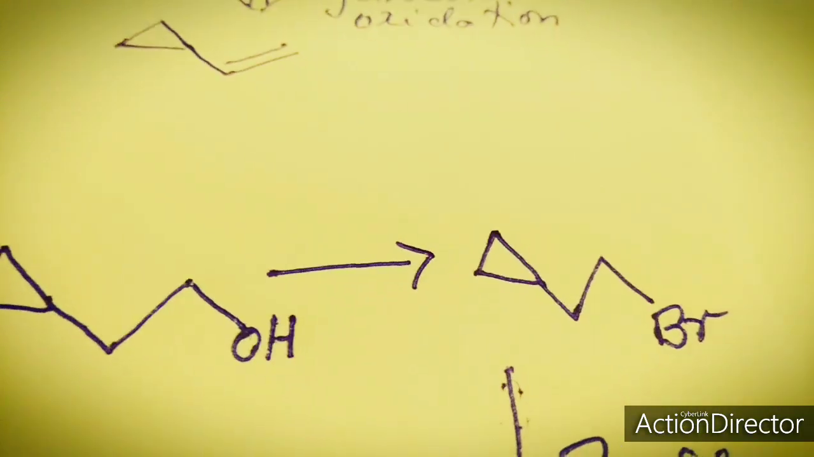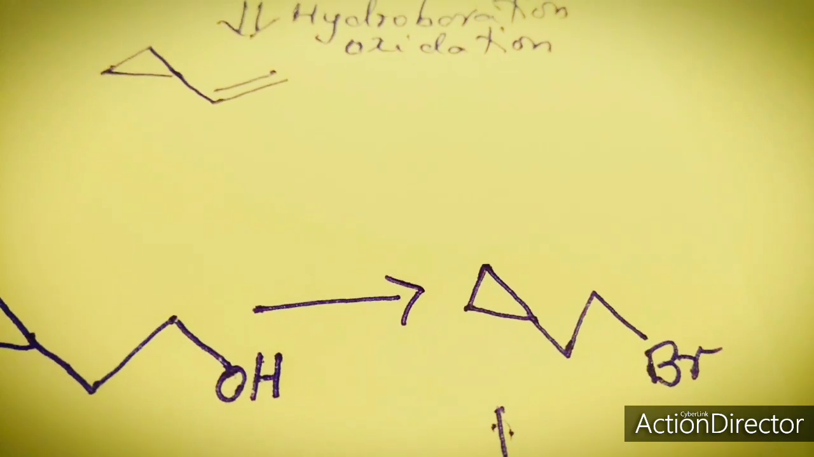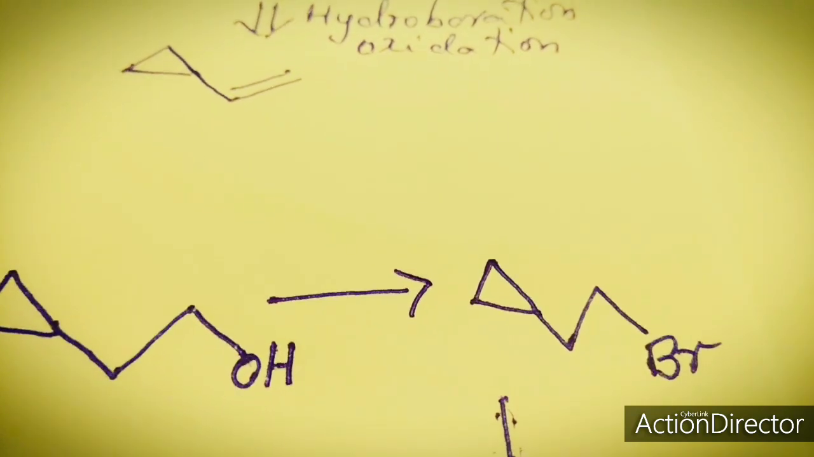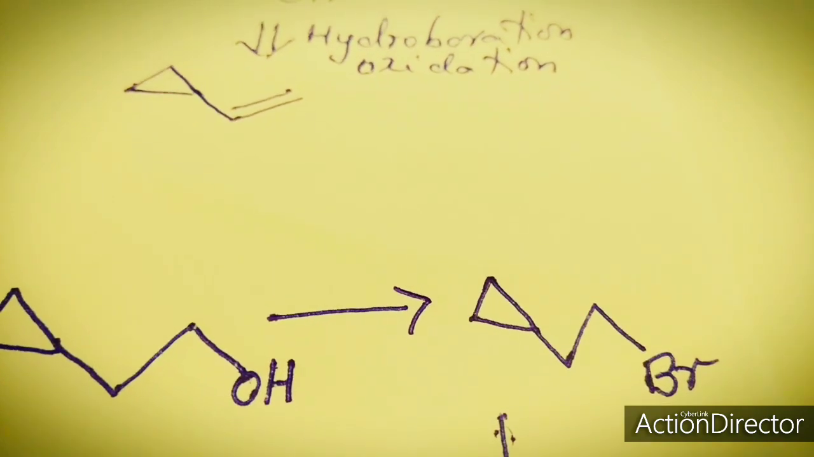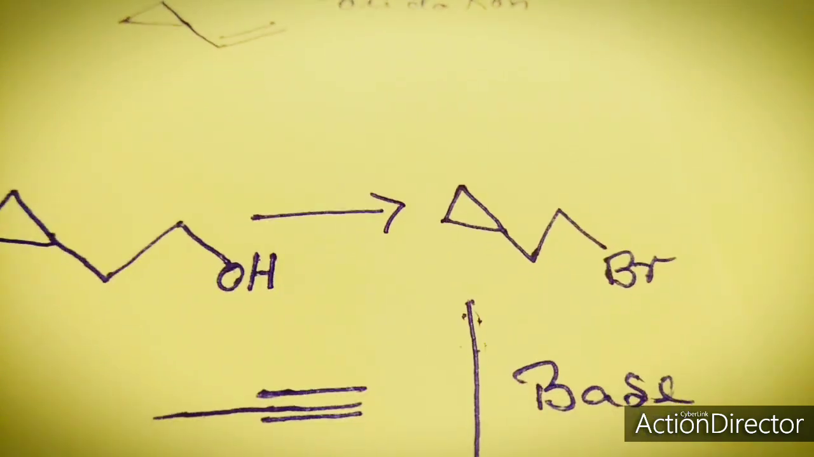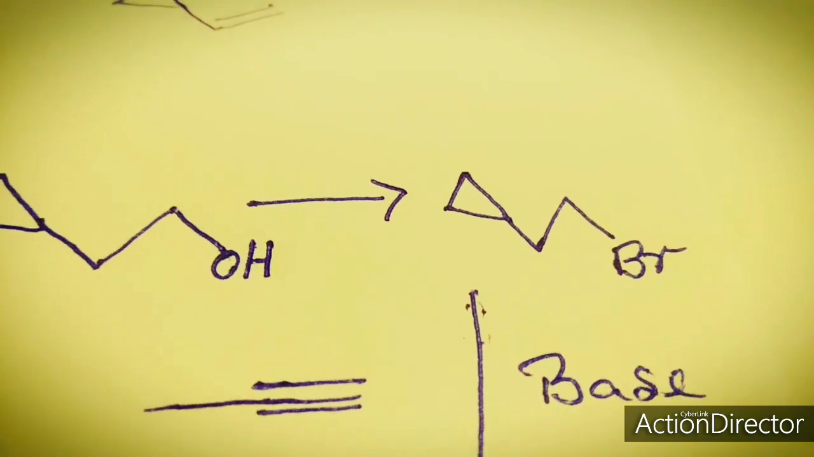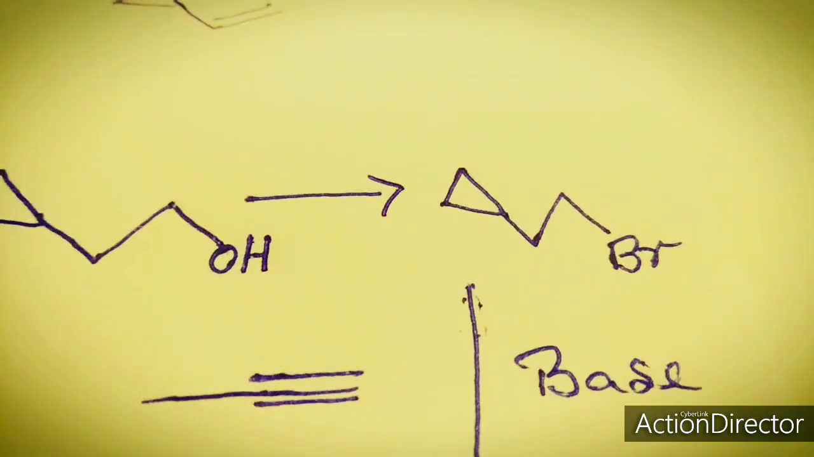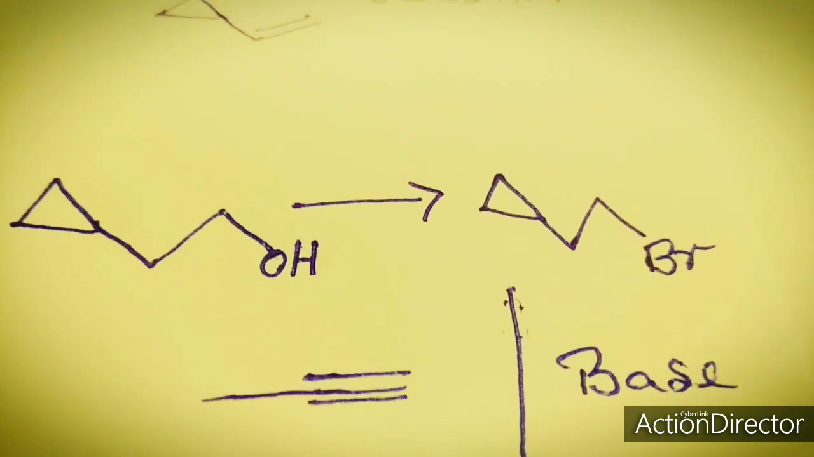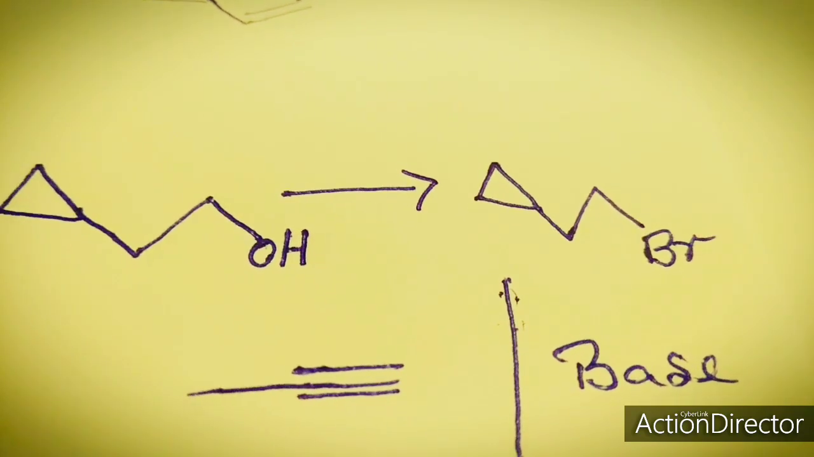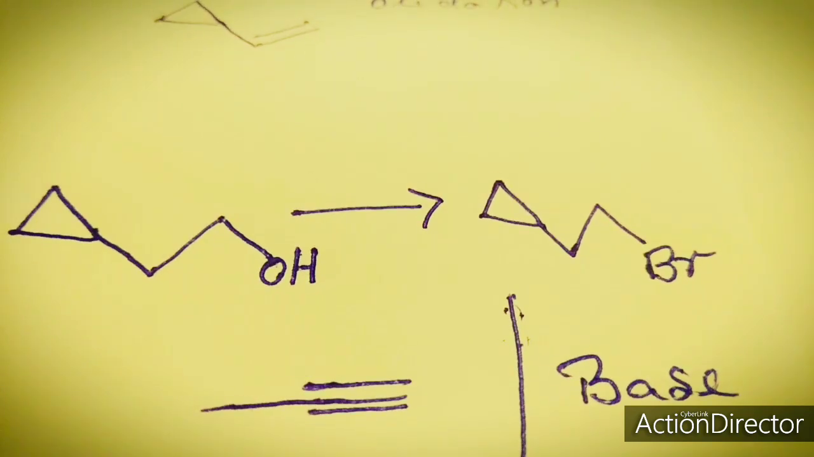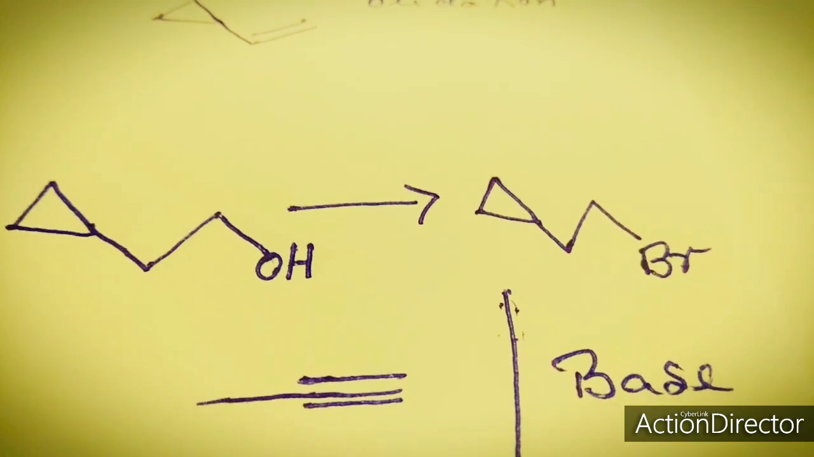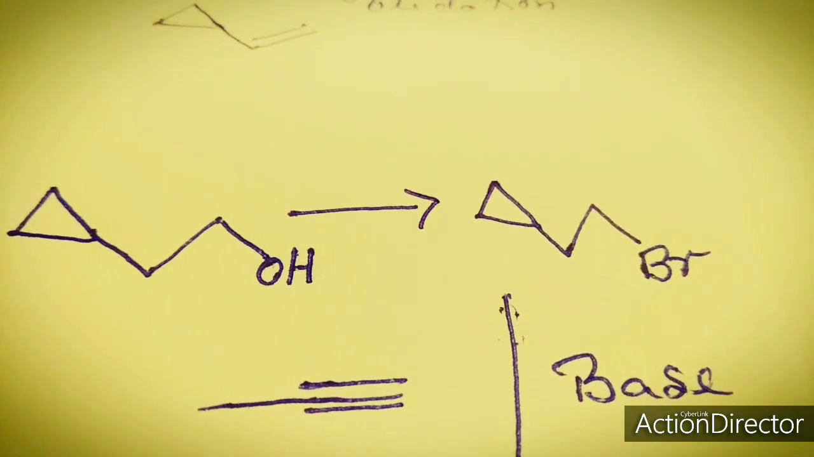This anti-Markovnikov alcohol can then be converted into the bromide by PBr3, etc. That is simple halogenation, nucleophilic substitution. And this bromide, in the presence of a base, will react with propyne, which can be formed from acetylene and at the same time methyl halide to step up. So we will get propyne from acetylene and CH3Br.